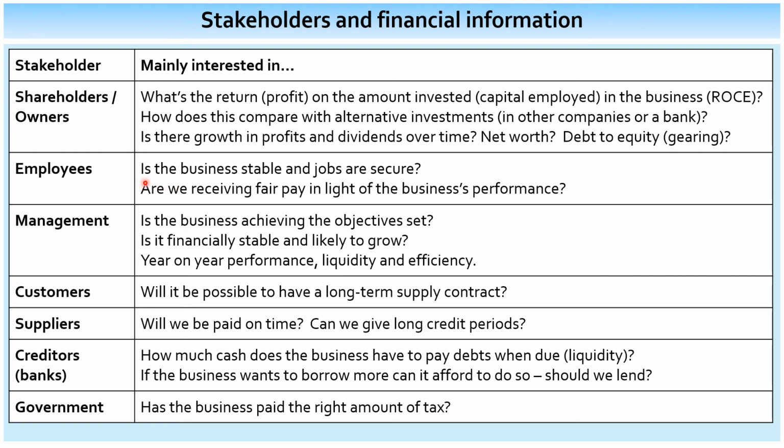Employees might be looking at the statement of financial position to see if the business is stable and their jobs are secure. The management might be looking at liquidity, possibly the year-on-year performance of the business. Customers will be looking at maybe whether the long-term position of the business is going to last. Suppliers, will we be paid on time? Can we give this business long credit periods? Or if their liquidity is poor, maybe we'd be more reluctant to do that. Creditors, the banks, how much cash does the business have to pay back its debts? And the government, has the business paid the right amount of tax?